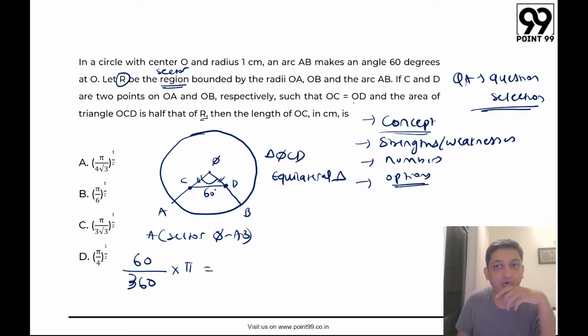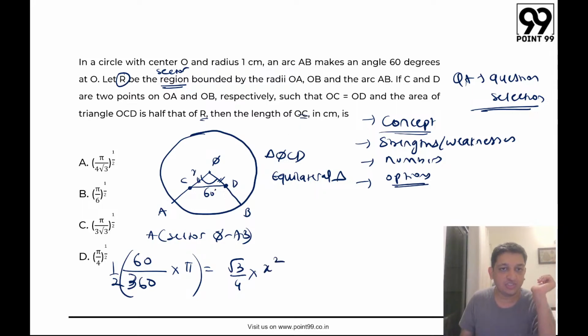We have also been told that the area of triangle OCD is half that of R. So इसका half हो जाएगा area of the triangle. Area of an equilateral triangle is going to be root 3 by 4 into side square. So root 3 by 4 into OC का length पूछा हुआ है. Let OC be equal to x. तो ये बन जाएगा x square. OC को x ले लेते हैं, सारे के सारे x बन जाएंगे. ठीक है. So this is what we will have in this case.